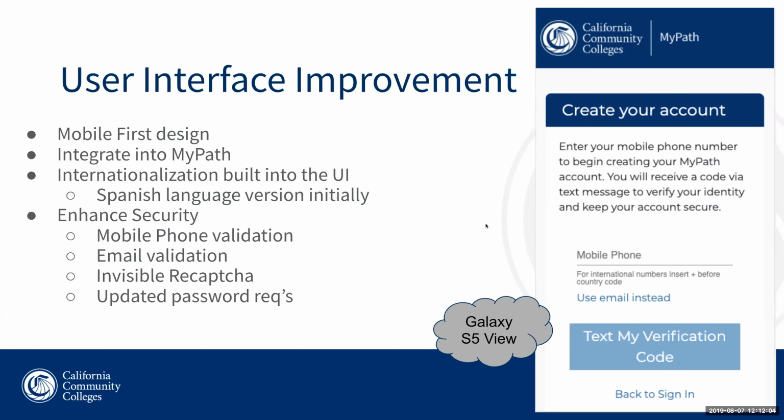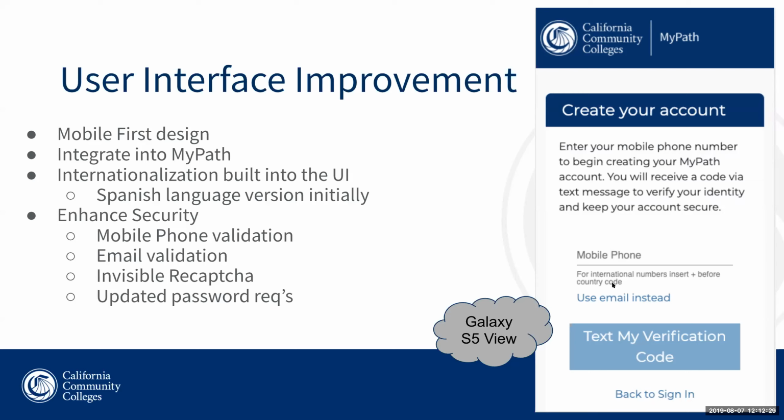Enhanced security. We have mobile phone validation. As you can see from the screenshot on the right here, we're opening the account creation by requesting a unique mobile phone, and then texting a validation code to the user to validate that the cell phone is valid and belongs to them. We're doing a very similar thing with email.